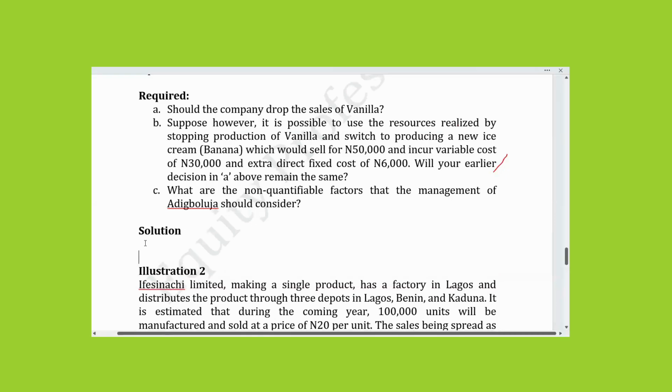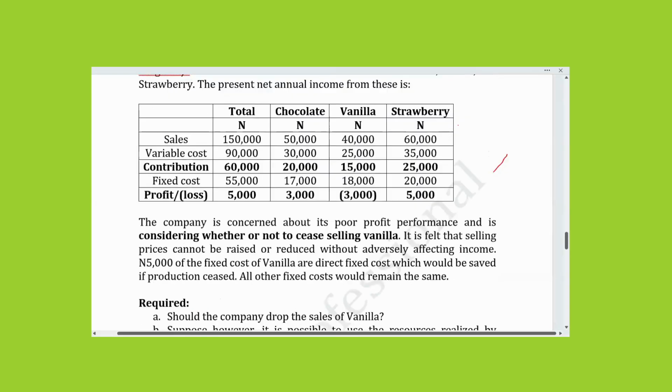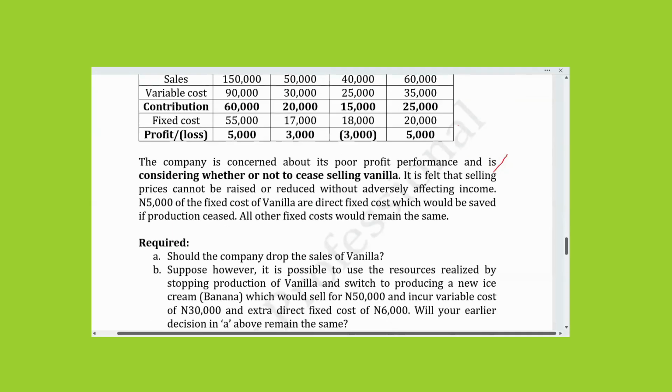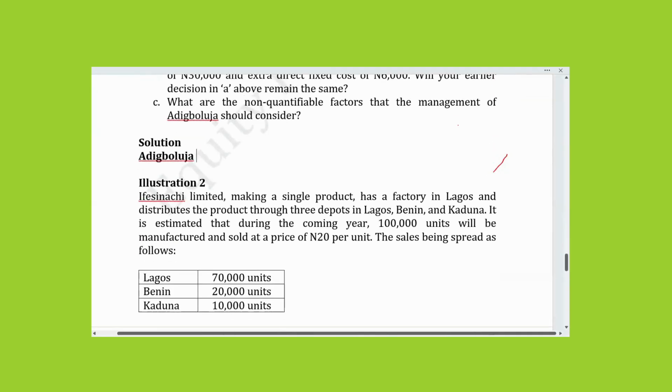Okay, so the name of this company is Adigboluja. Manufacture. Okay, Adigboluja. Just put Adigboluja.